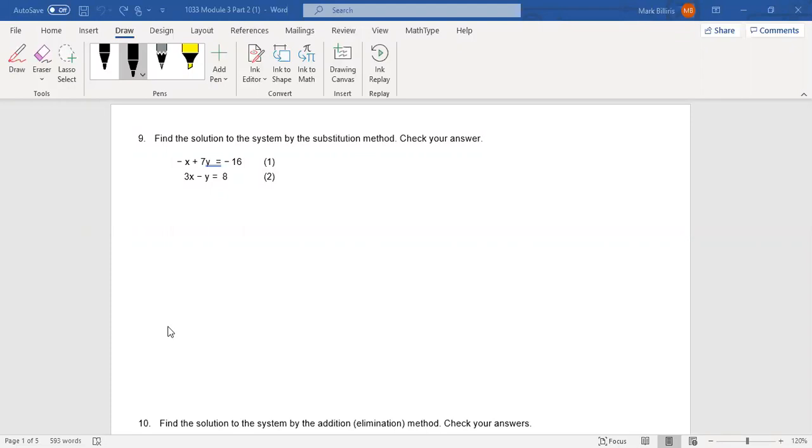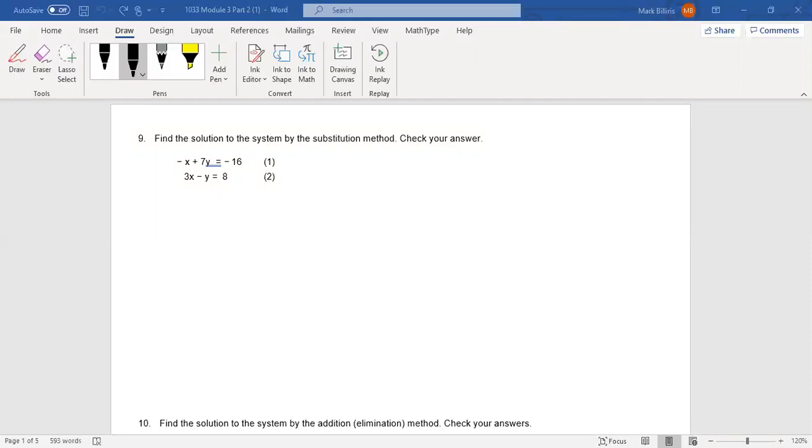We're going to use the substitution method, and we're also going to learn about the addition, which is also called the elimination method. So let's start with the substitution method. In solving using the substitution method, what we're going to do is solve for one of the 2 variables in either the first equation or the second.